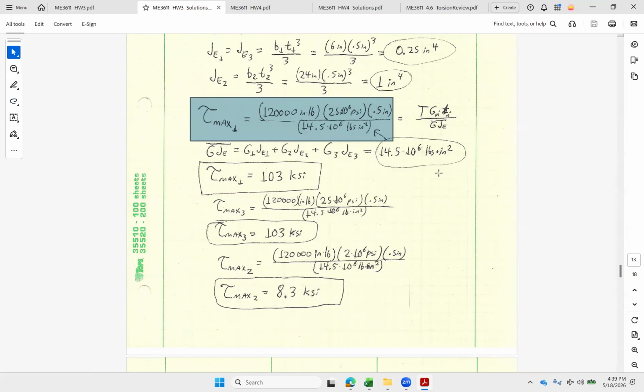CalMax for material number 1 is just going to be torque times GJ for the ceramic over that 14 million that we came up with, which comes out to 103 KSI. That's a really big number. That's toward yield strength for, say, HY100, right? But our high-strength ceramics can accommodate that. Same thing for number 3, because they're both the same material.